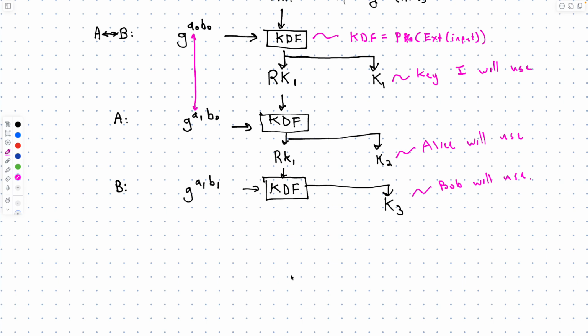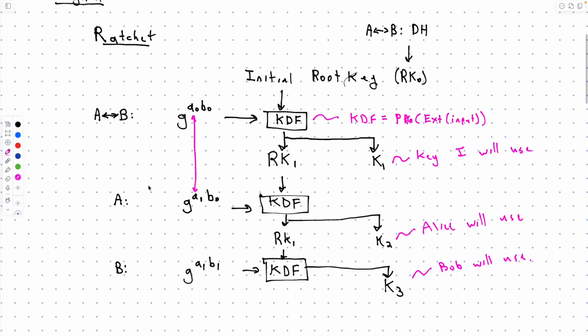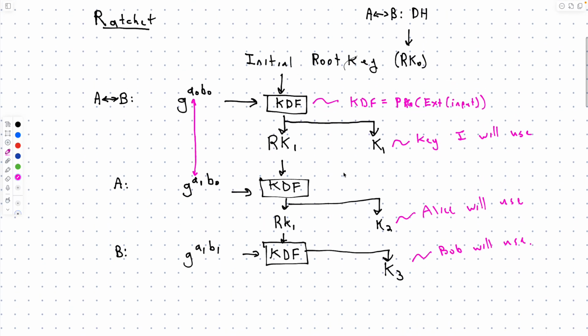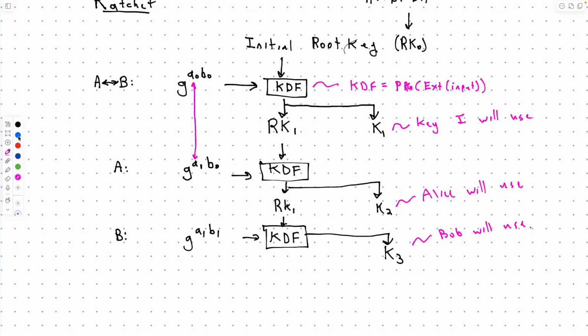Here, are there three individuals or just two? Just two, sorry, just Alice and one Bob. The first key I will use, yeah, that can be what Alice or Bob will use.